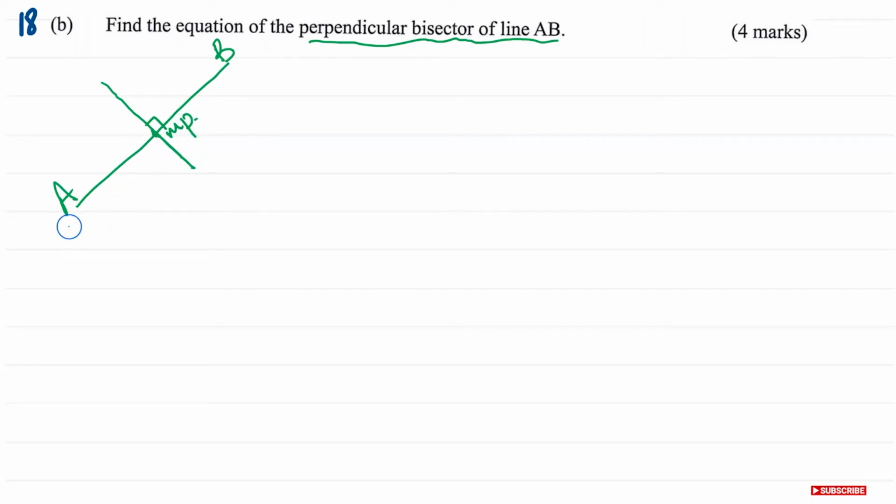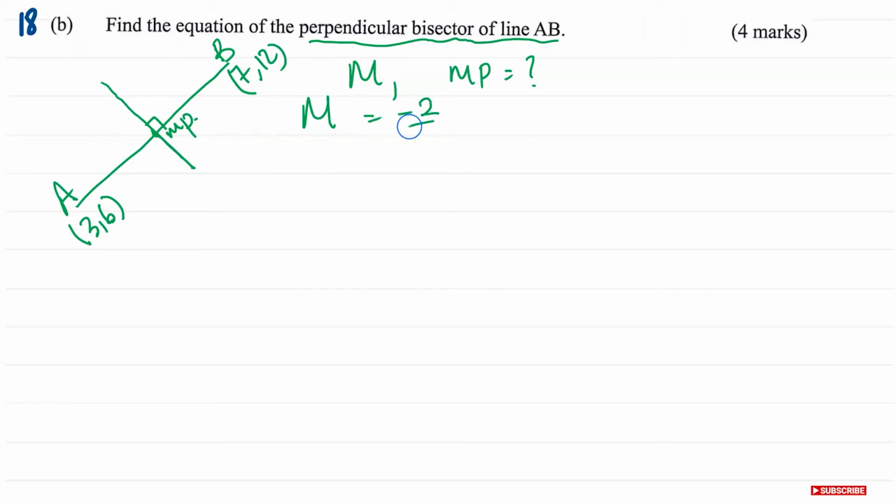Now we know point A is (3, 6), and point B is (7, 12). So to find the equation of this perpendicular bisector, we need the gradient m, and then we need the coordinates of the midpoint. So this is what we need to find. m is going to be the negative reciprocal of the gradient of AB. We know AB's gradient was 3 over 2. This means the gradient of this perpendicular line is going to be minus 2 over 3.